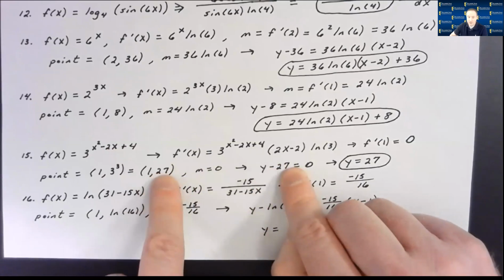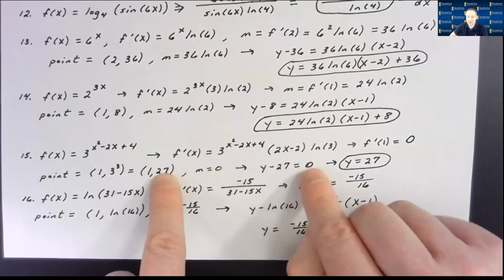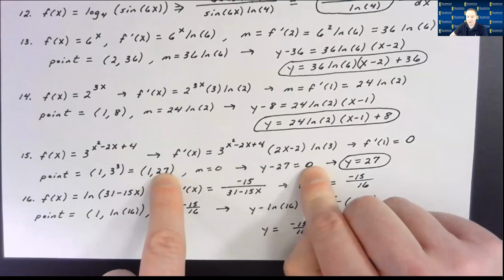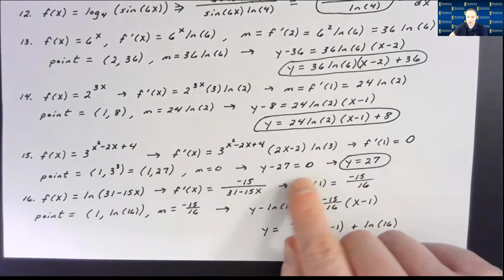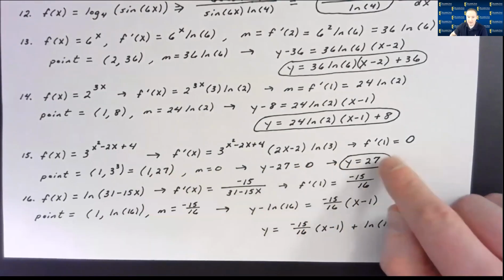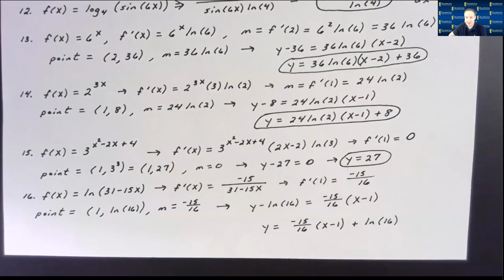y minus y1, y minus 27 is equal to m, which is just 0, so there's no need to put the x times x1, 0 times anything is 0. Now solving for y, you can just say, well, just move the 27 to the right-hand side. Your equation of the tangent line is going to be y equals 27 here.